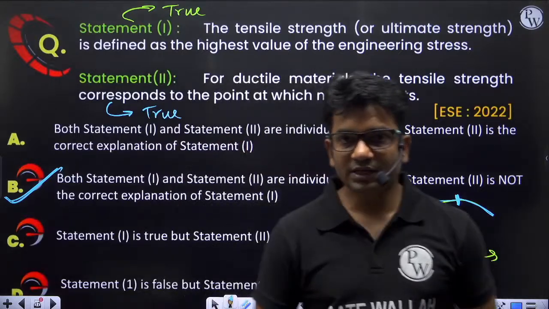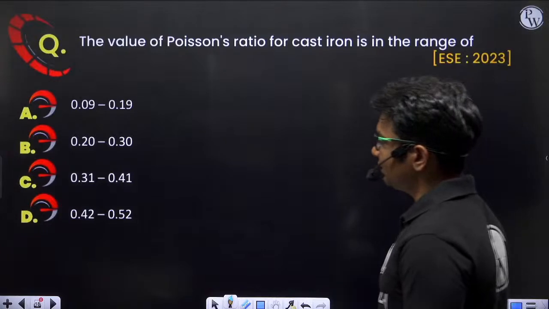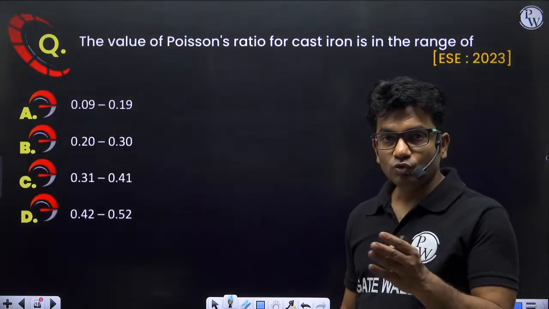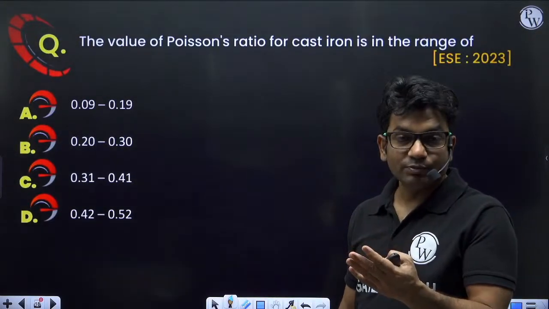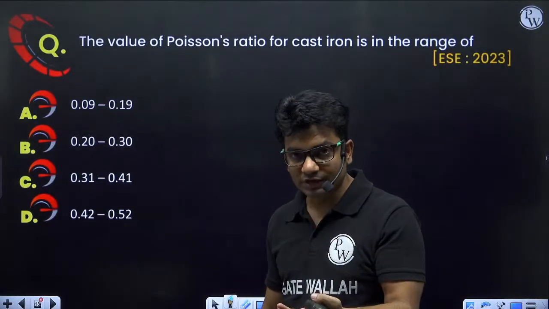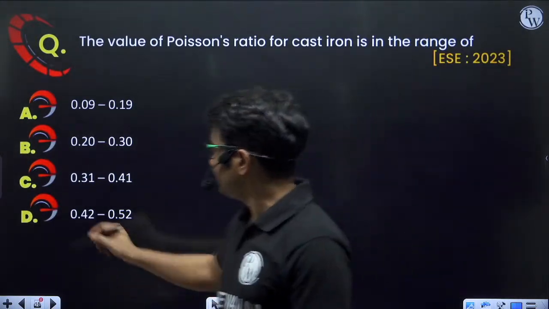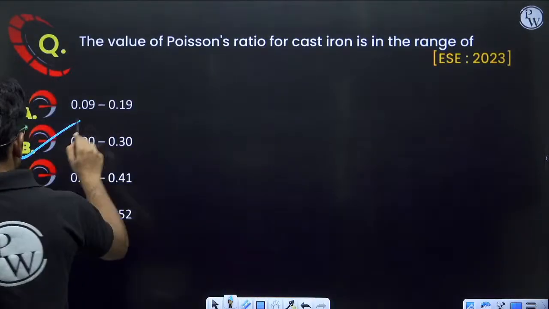Okay, next question. Value of Poisson's ratio for cast iron. Cast iron Poisson's ratio is 0.2 to 0.25. Sometimes it is written as 0.2 to 0.25, or sometimes as 0.2 to 0.27. Here 0.2 to 0.3 will be the most appropriate answer. The correct answer will be option B.